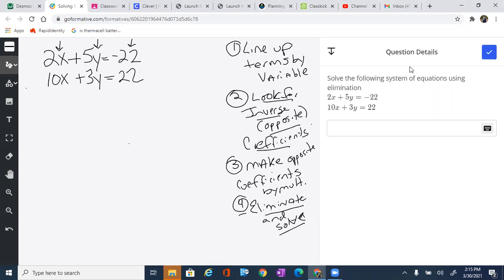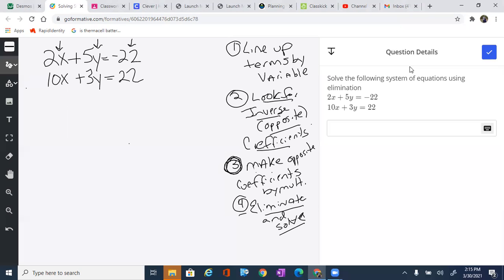They are stacked upon each other because we're going to add them together in the long run, but not right now, because step 2 is look for inverse or opposite coefficients. Right now, you'll notice the coefficients, if you remember, are attached to the x's and the y's. You will notice that -22 and 22 are opposites of each other, but they're not coefficients because they're not attached to x's or y's for our variables. So since we don't see any opposite coefficients, we are going to have to make them.